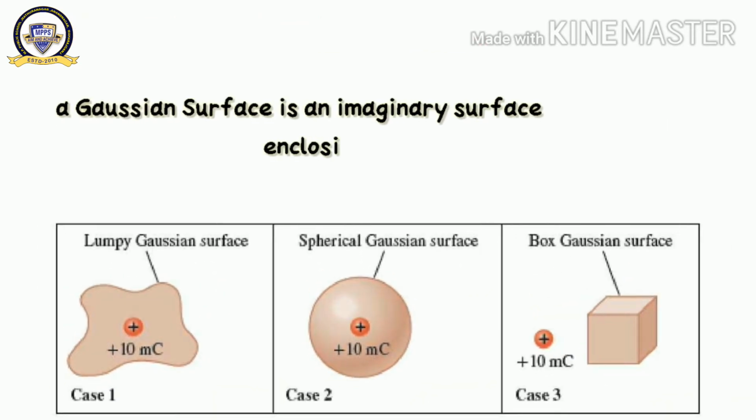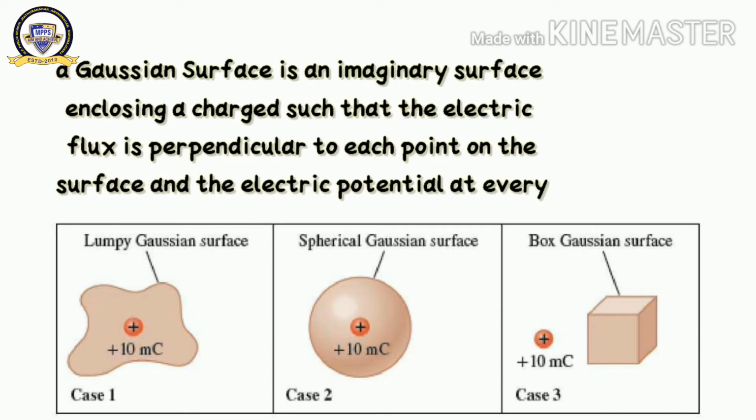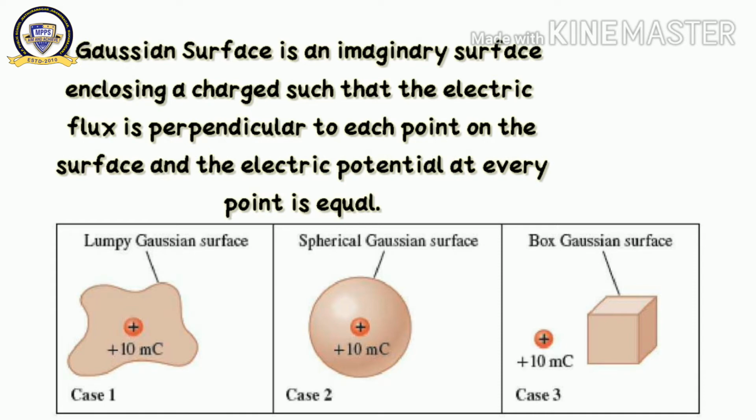Now we are going to have some applications of Gauss theorem. The first topic will be electric field due to an infinite wire. In this case, first of all, we will define a Gaussian surface. A Gaussian surface is nothing but an imaginary surface which encloses the charge fully, such that the electric flux is perpendicular to each point and the electric potential at every point is equal.